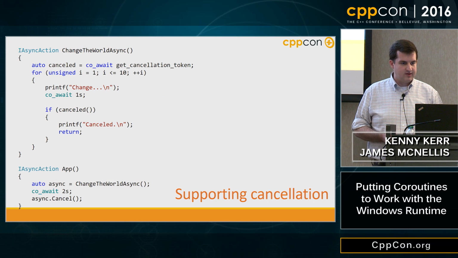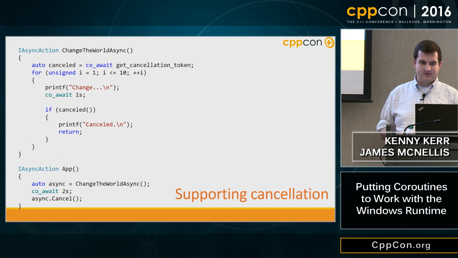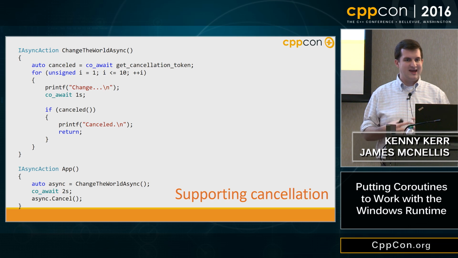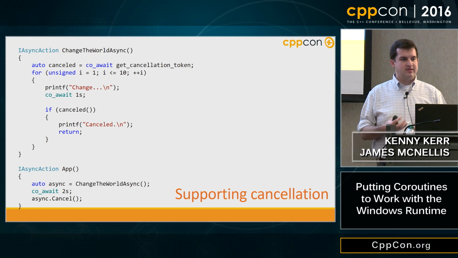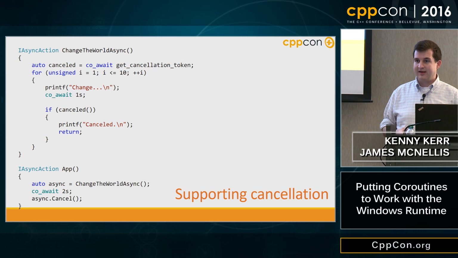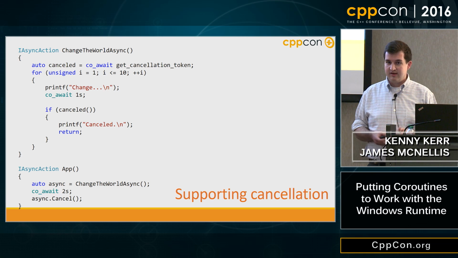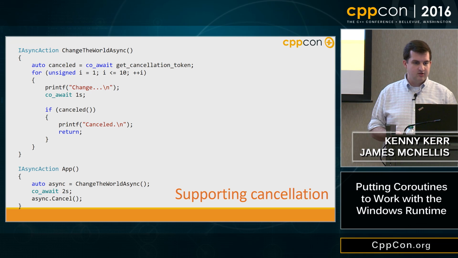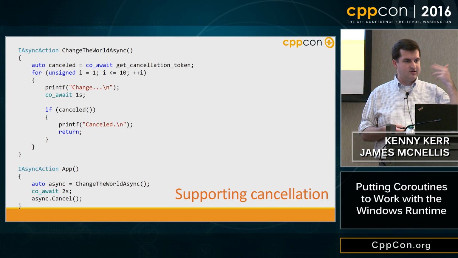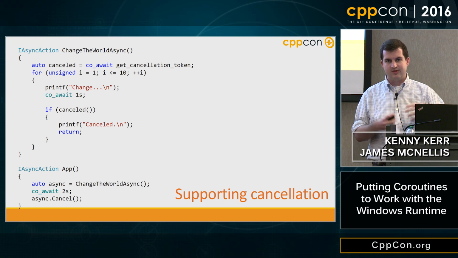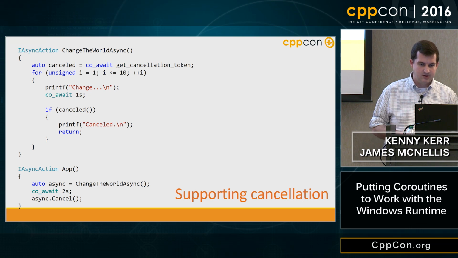Cancellation is implemented in the same way. So at the beginning of our function, we can get this cancellation token, which will return us a canceled predicate. And so we can query this, and it will return true if cancellation of the operation has been requested, false otherwise. And so then in our loop, we can actually just check every time through the loop, have we been canceled? If so, then okay, we'll be polite and we'll stop executing.